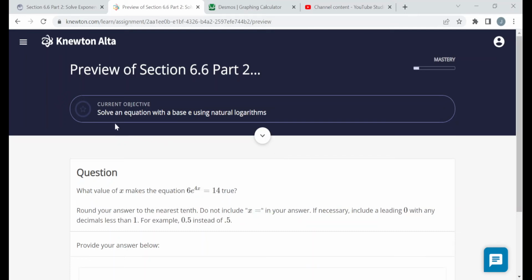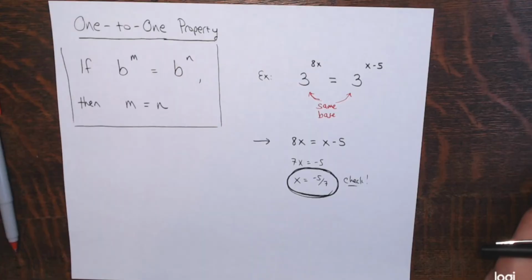Yeah, so this is solve an equation with a base e using natural logarithms. So I want to get the base and exponent alone, basically. If you see a base and exponent, and that's the only base and variable exponent, get that alone, and then you can change to the equivalent logarithmic form. I'll show you what I mean with this equation here.